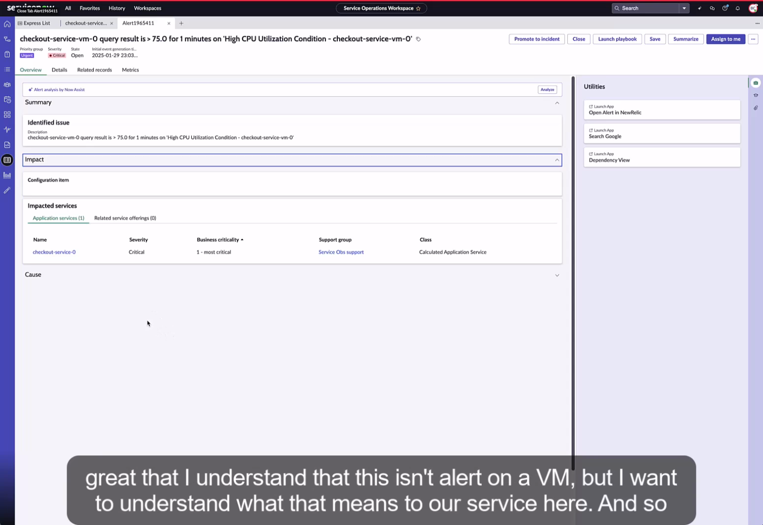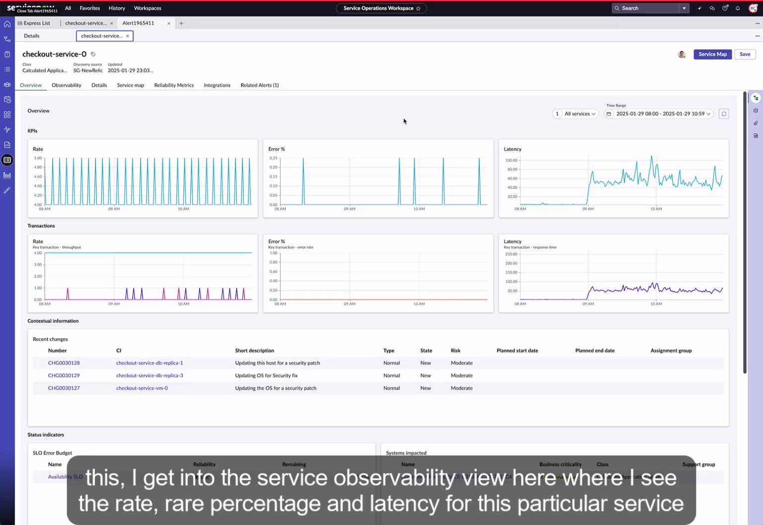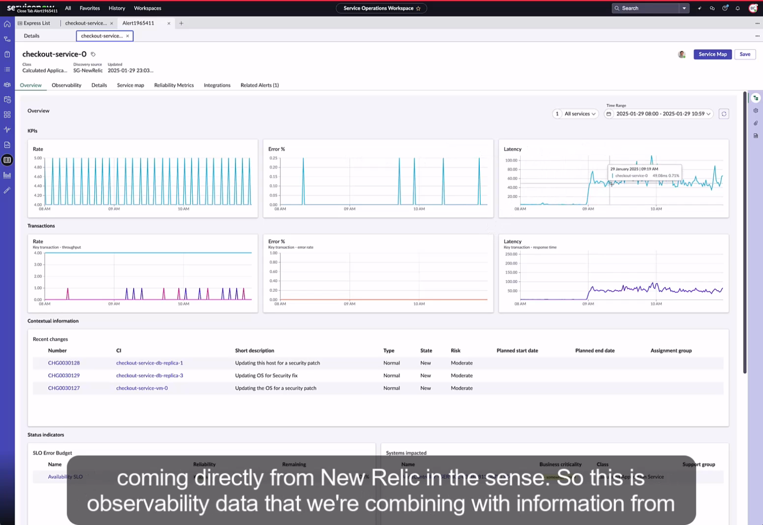So it's great that I understand that this is an alert on a VM, but I want to understand what that means to our service here. And so clicking this, I get into the service observability view here, where I see the rate, error percentage, and latency for this particular service coming directly from New Relic in this instance.